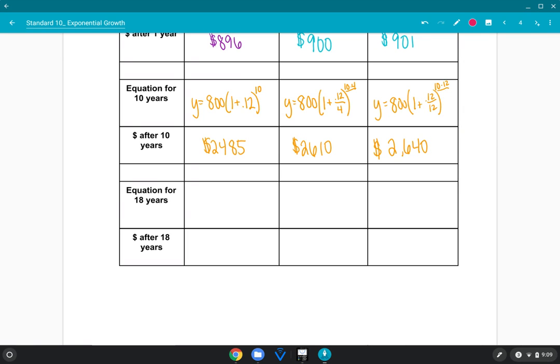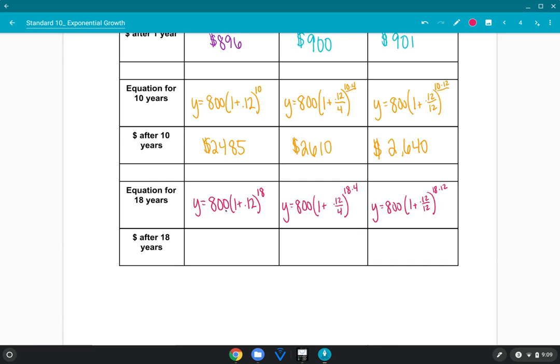Let's do 18 years. This is annually or every year. So 18. This here is compounding quarterly. So this is going to be 18 times 4, which I'm going to type into a calculator. And this guy here is 18 times 12. Definitely typing that into a calculator.